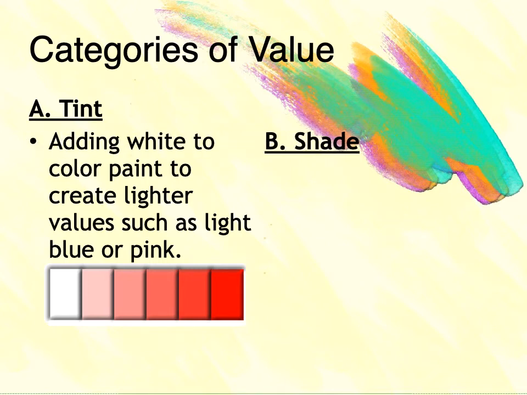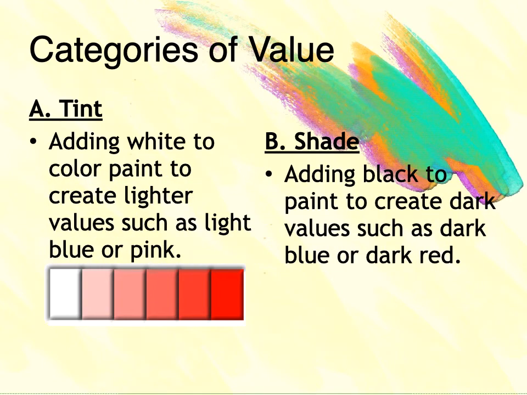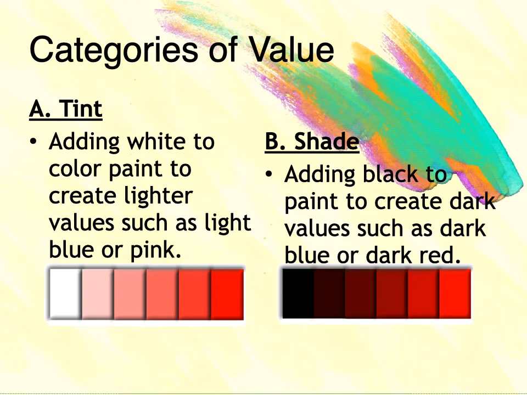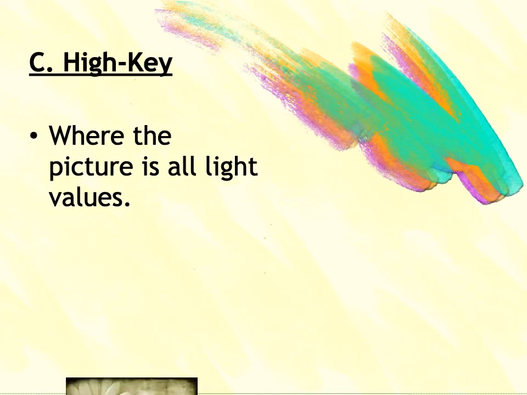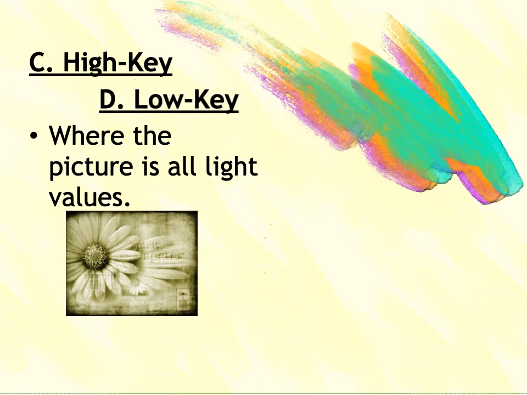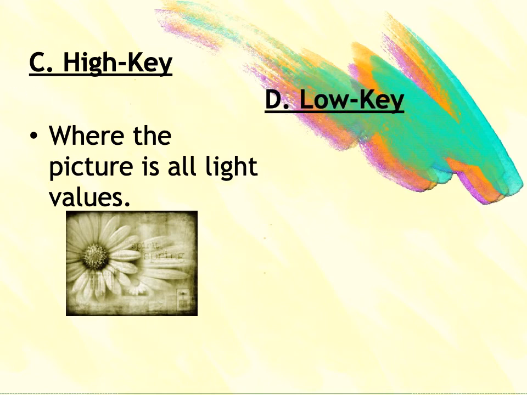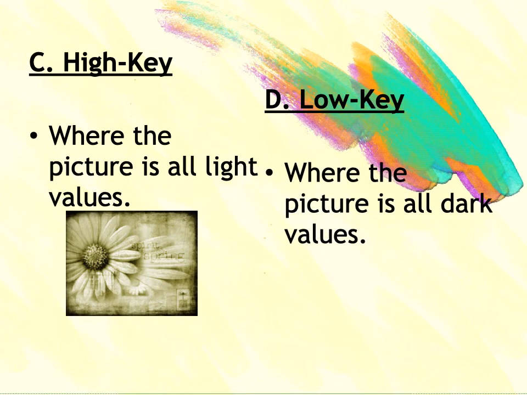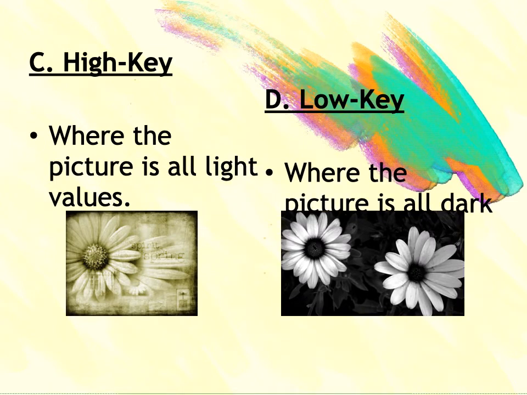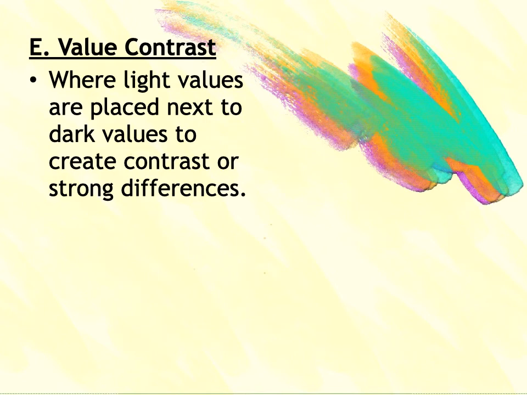An opposite of that would be shade. Shade is when we add black to create dark values such as dark blue or dark red. High key and low key. These are mainly associated with photography. We probably won't use these a lot in this class, but good to know. High key is where the picture is all light values, and low key is when the picture is all dark values.